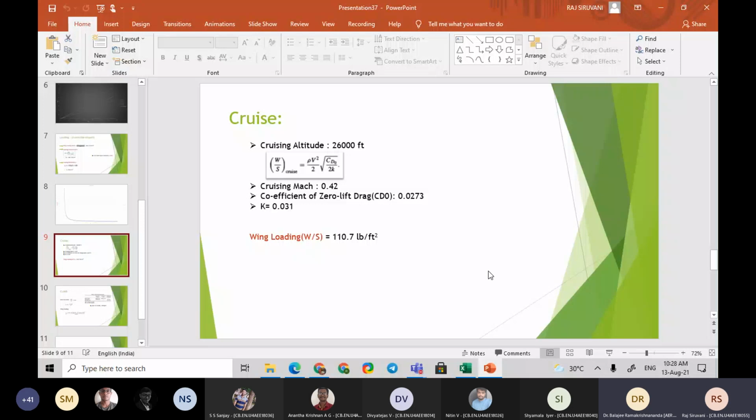And this was for the cruise, sir. So the cruising Mach, altitude. Assume CD naught. Use the same CD naught and K for all your wing loading. We'll use the same for other calculations also. Where did you get it from? From comparison aircraft, correct? Yes, sir. Reference aircraft. Right. So with this wing loading for cruise, you plot again like this.